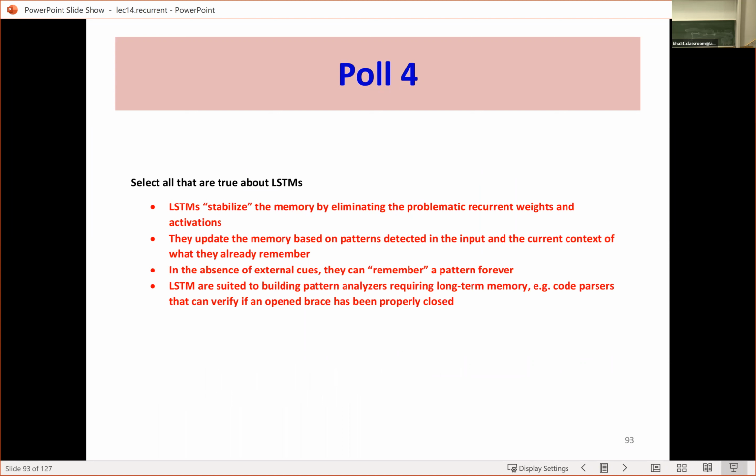So LSTMs stabilize the memory by eliminating the problematic recurring weights and activations. They update memory based on patterns detected in the input and the current context of what they already remember. In the absence of external cues, they can remember a pattern forever in theory. And they're suited to building pattern analyzers requiring long-term memory, for example, code parsers, right?